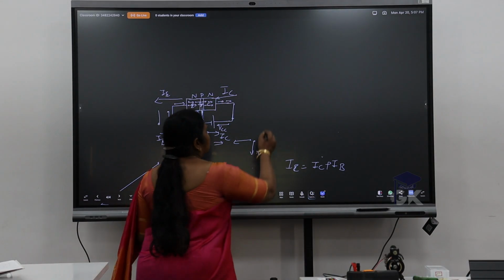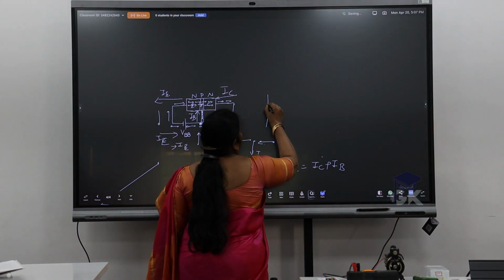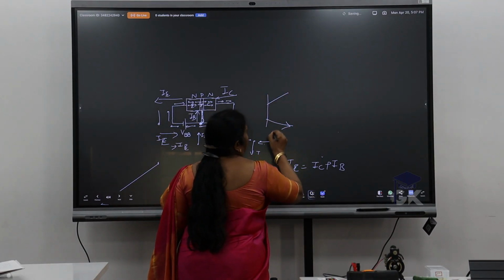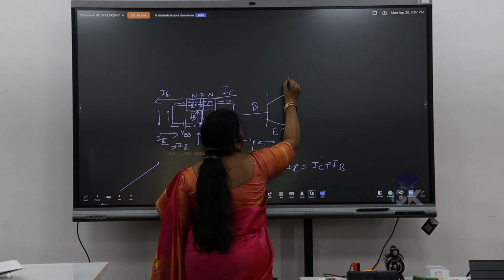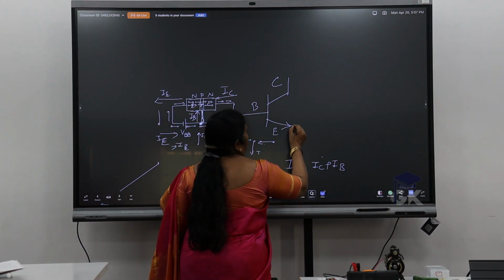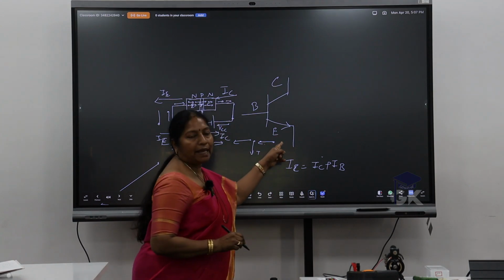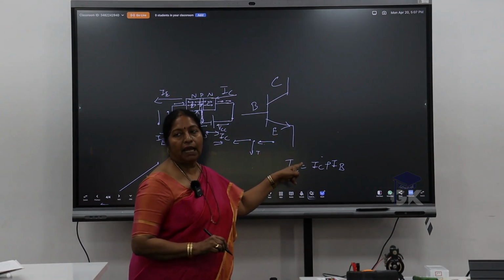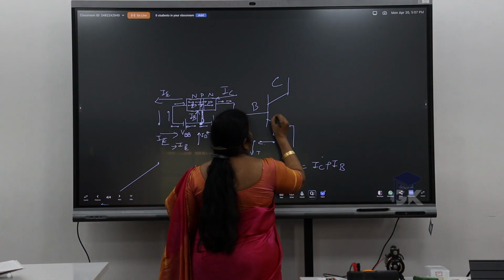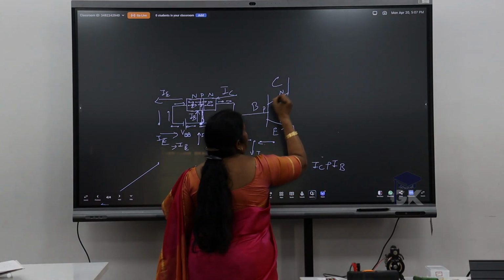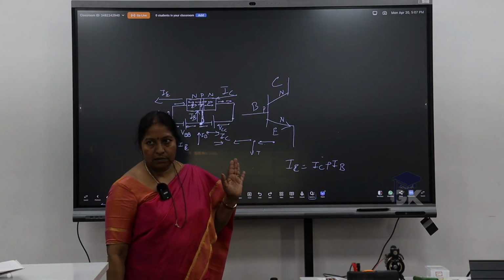That's why, when we write the terminals, emitter, base, collector. So the current direction is away in an NPN transistor. This is what we call an NPN transistor. Did you understand this?